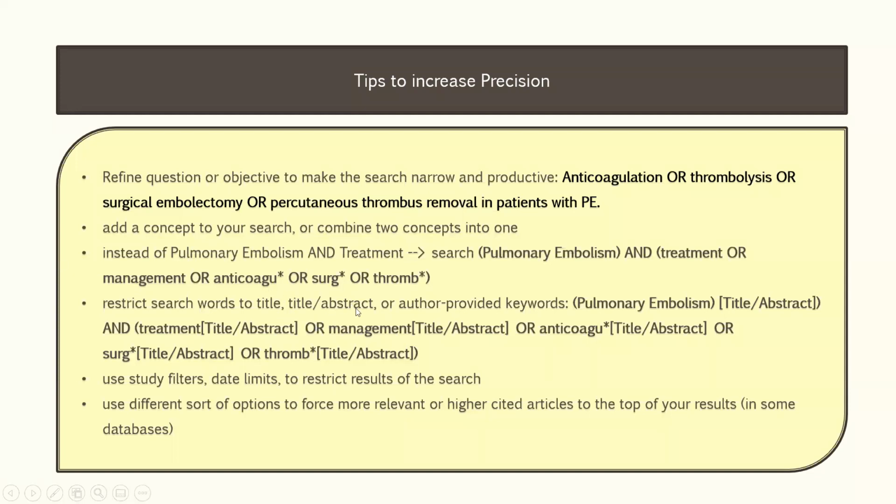If you use your search strategy and ask PubMed to find it in title and abstract, then in this way you can have a very justifiable number of articles which can be included. And if there are some articles which are excluded, you can always justify that you used the precise search term. The next thing is that you can use study filters, date limits, and restrict your results by using other filters depending on your requirements.